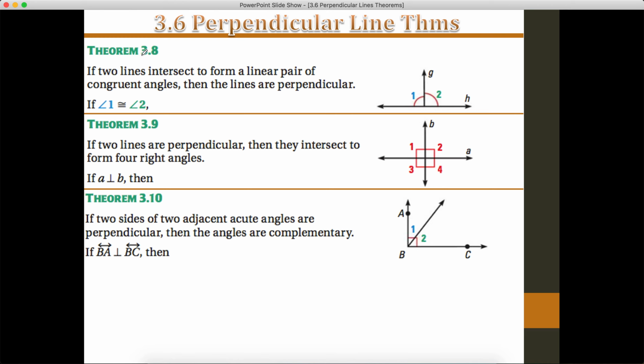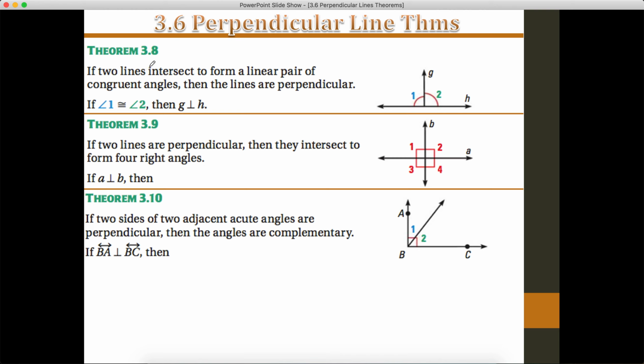Our book refers to it as theorem 3.8, and this is the thing that we just proved. If two lines intersect to form a linear pair of congruent angles, then the lines are perpendicular. In other words, if I take each of these theorems and break them down into if-then statements, I can say if 1 and 2 are congruent to each other, then ray G is perpendicular to line H.